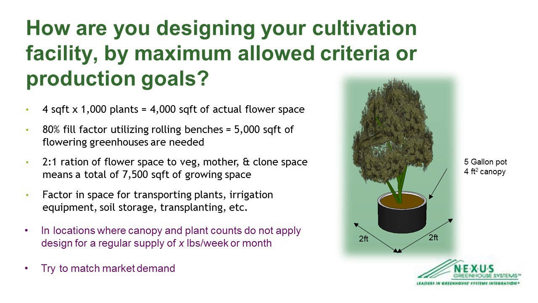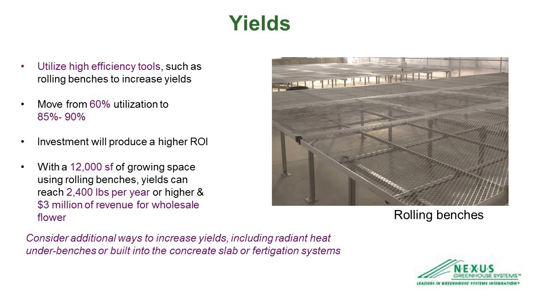Now let's talk about yields. It's good to utilize high efficiency tools. We've covered rolling benches to increase yields so that you can move your utilization from 60% to 85 to 90%. Now this translates into significant profits. Imagine any business where you increase your overall efficiency from 60 to 85%. That's going to translate to a significant increase in profit.